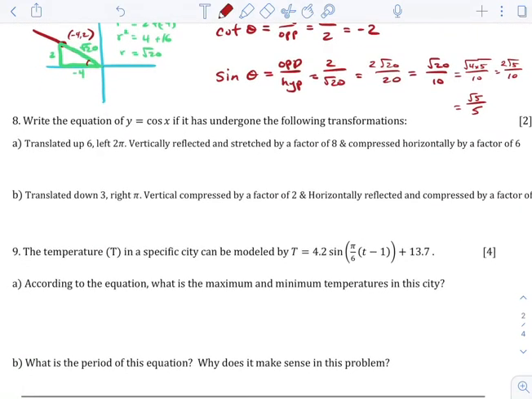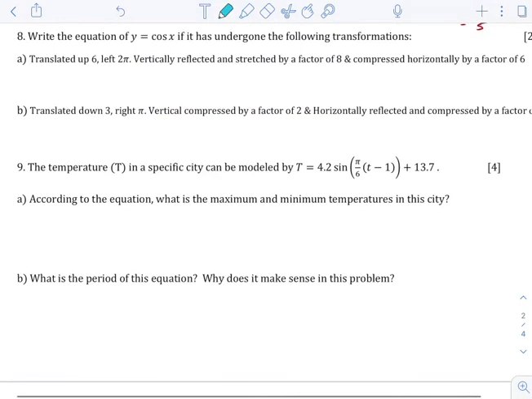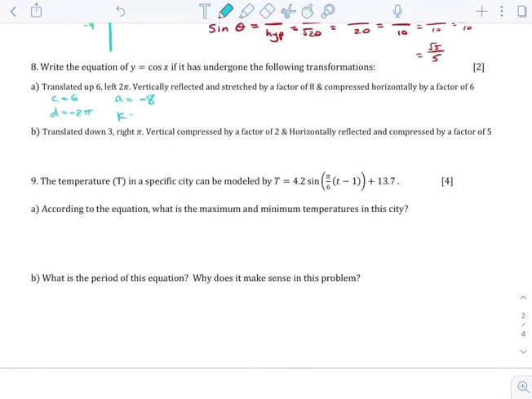Next, we want to write some equations out. So go back to blue. Write the equation for y is equal to cos x if it has undergone the following transformations. So translated up 6. So that tells me c is equal to 6. Translated to the left. So d is equal to negative 2 pi. Vertically reflected. So that means a is equal to negative something. And stretched by a factor of 8, so a is negative 8. Compressed horizontally by a factor of 6.